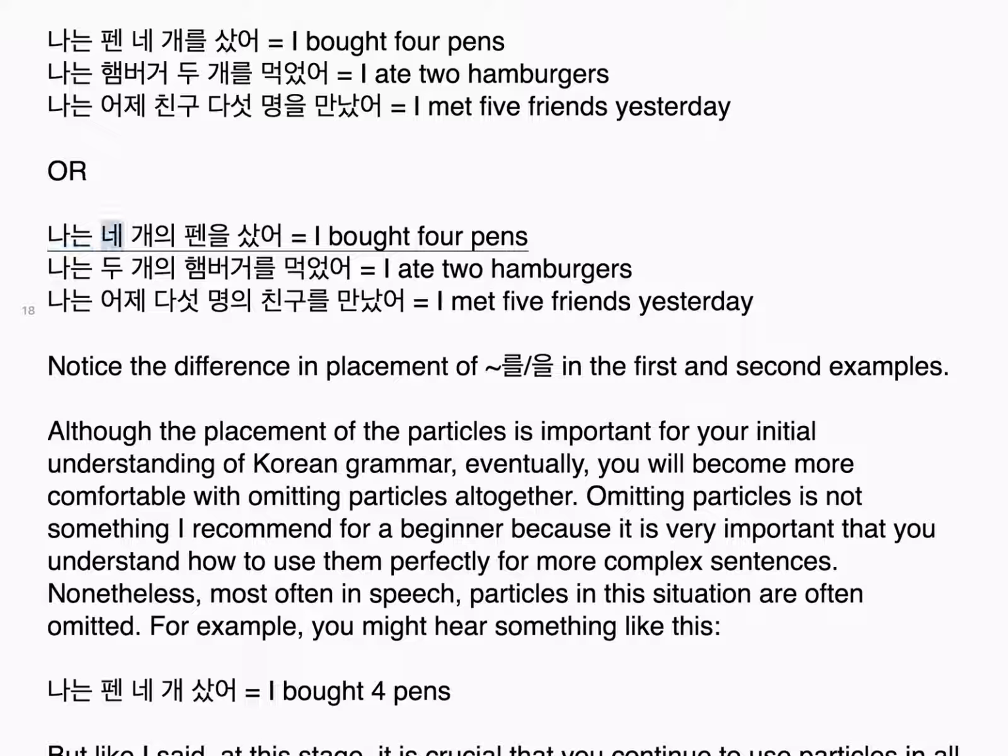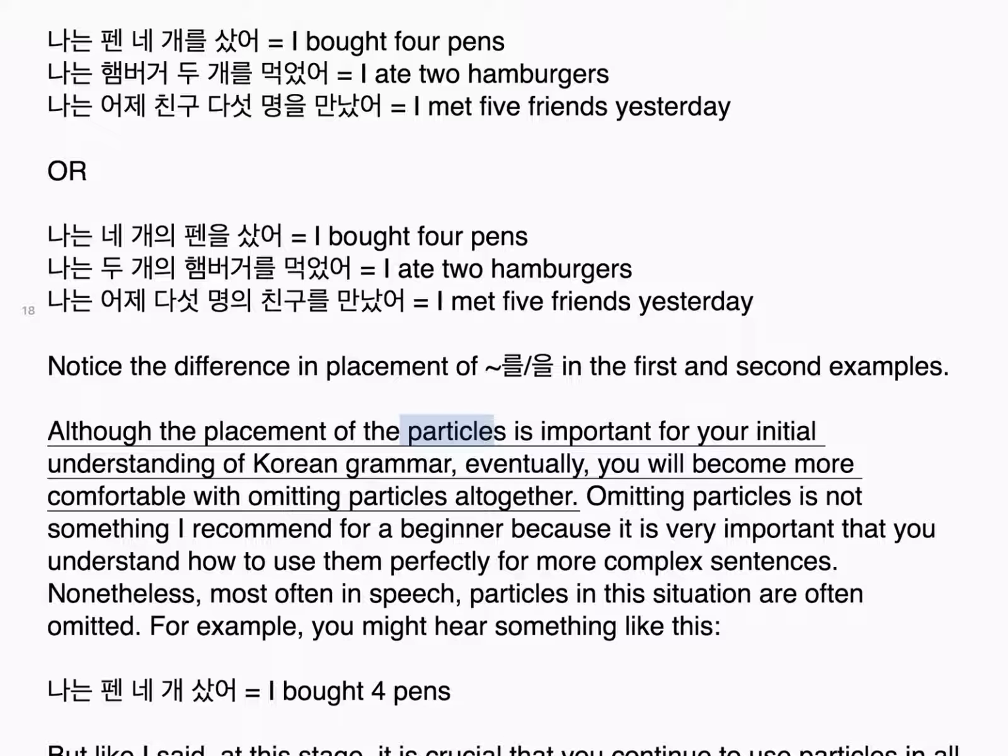Or, 나는 4개의 펜을 샀어. I bought 4 pens. 나는 2개의 햄버거를 먹었어. I ate 2 hamburgers. 나는 어제 5명의 친구를 만났어. I met 5 friends yesterday. Notice the difference in placement of 를 in the first and second examples.